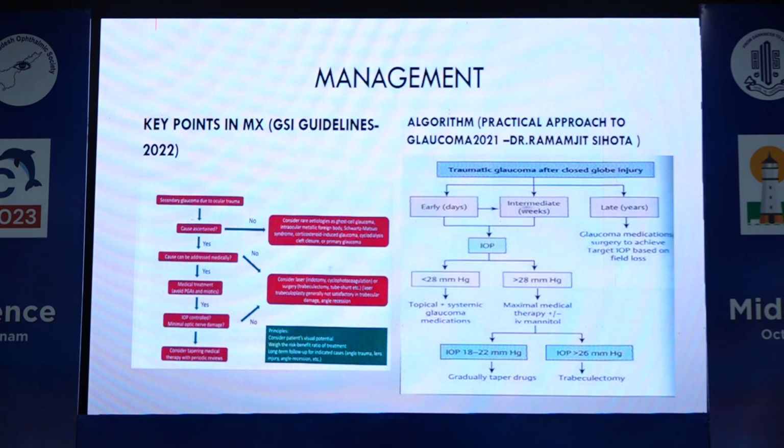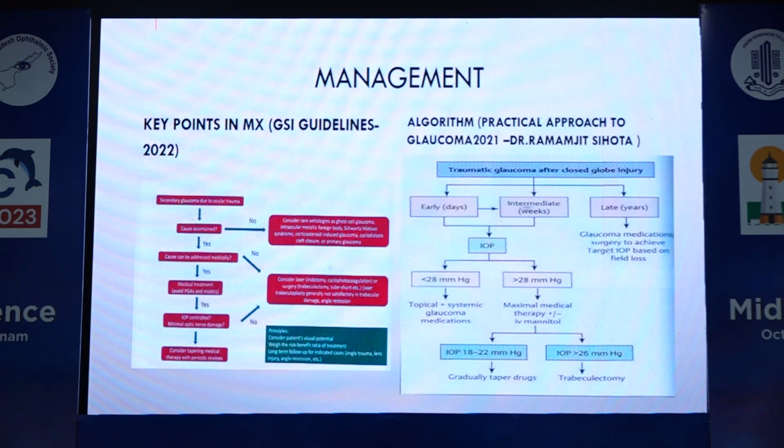So, management. On my left, these are the key points in the management. A flowchart has been given. If there is a secondary glaucoma due to ocular trauma, you have to make out the cause for it. If you find the cause, you have to address it medically. And if the IOP is controlled, then you look for any optic disc damage. If optic disc damage is not there, consider tapering medical therapy and look for the presence of angle recession.